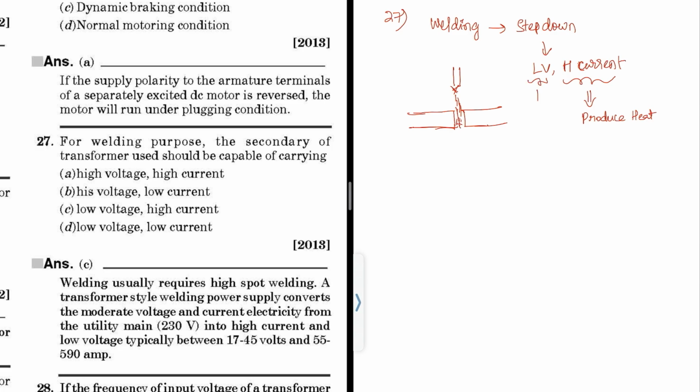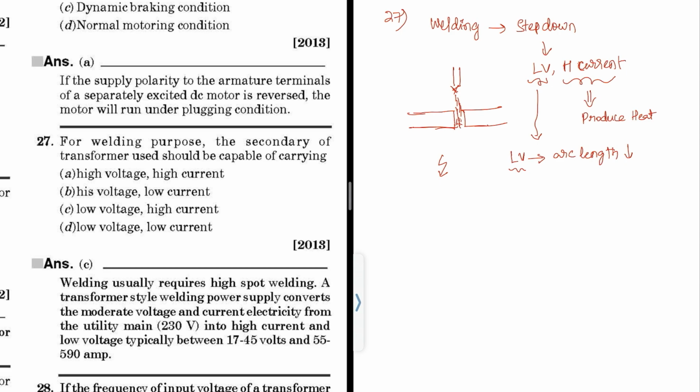So why is low voltage required? Low voltage is responsible for the arc length. If low voltage is there, the arc length will be less. So the arc will be confined to a particular region.